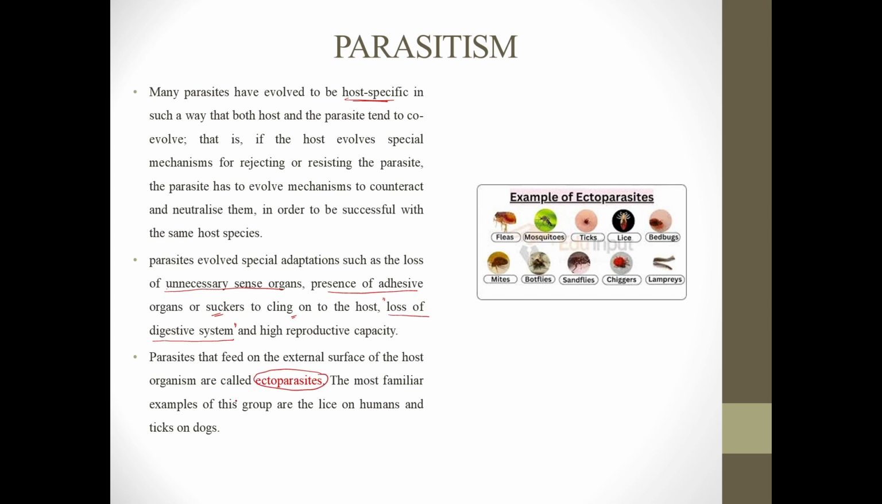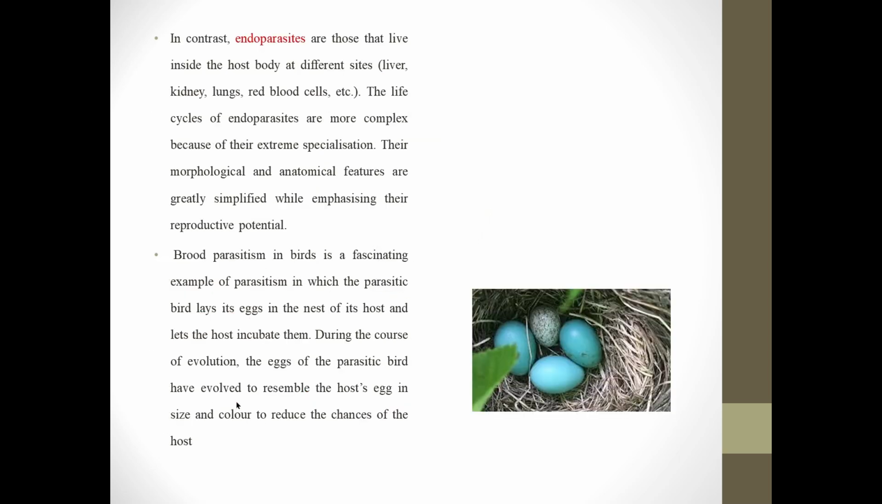Now, parasites that feed on the external surface of the host organism are called ectoparasites. The most common examples are lice on humans and ticks on dogs. Now, there are certain parasites which live inside the body of the host organism in different sites such as liver, lungs, and kidney. Such parasites are called endoparasites. The life cycle of these endoparasites is way more complex because they are host specific.